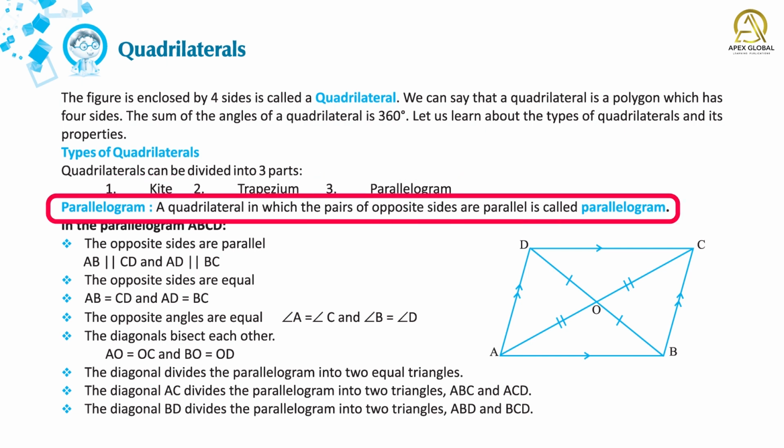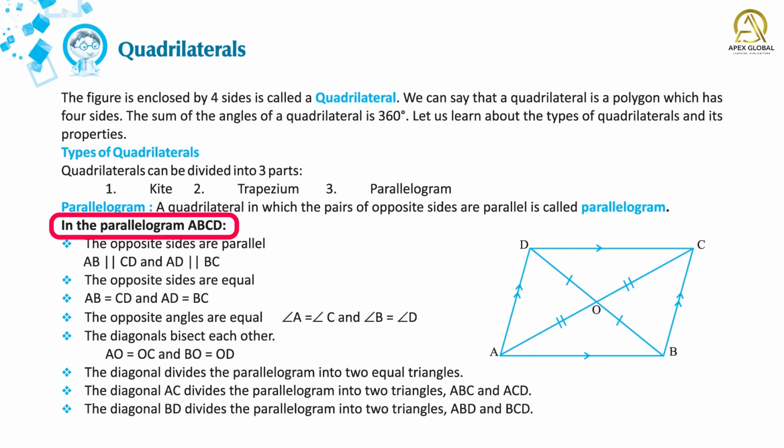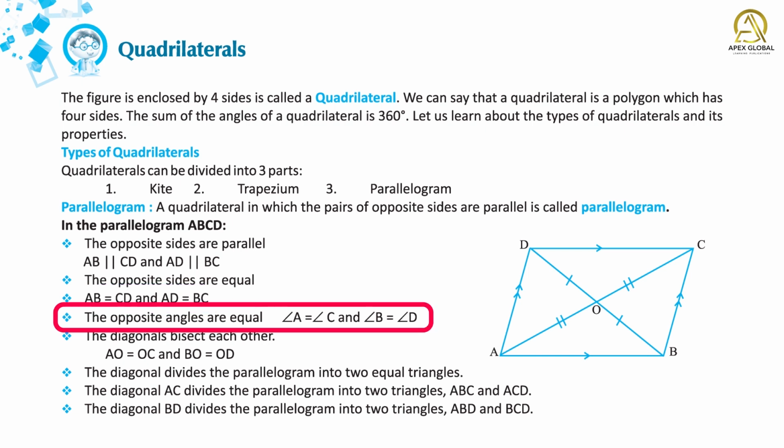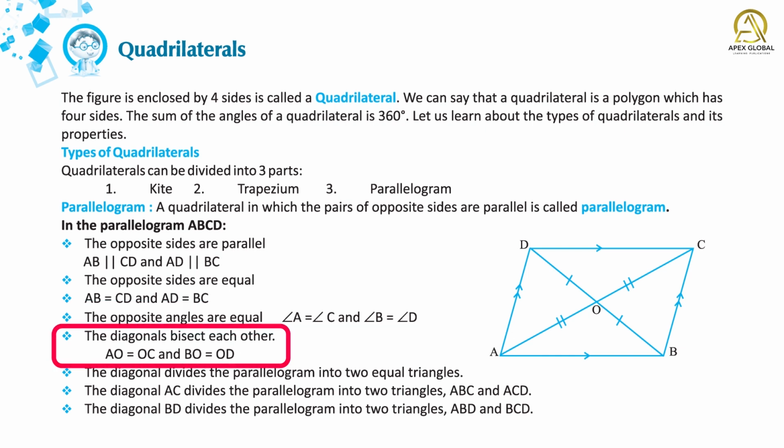Parallelogram. A quadrilateral in which the pairs of opposite sides are parallel is called a parallelogram. In the parallelogram ABCD, the opposite sides are parallel. AB is parallel to CD and AD is parallel to BC. The opposite sides are equal. AB equals CD and AD equals BC. The opposite angles are equal. Angle A equals angle C and angle B equals angle D. The diagonals bisect each other. AO equals OC, BO equals OD.